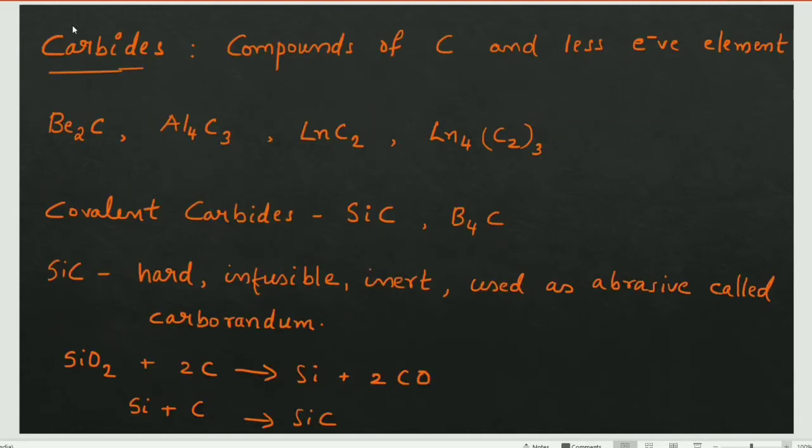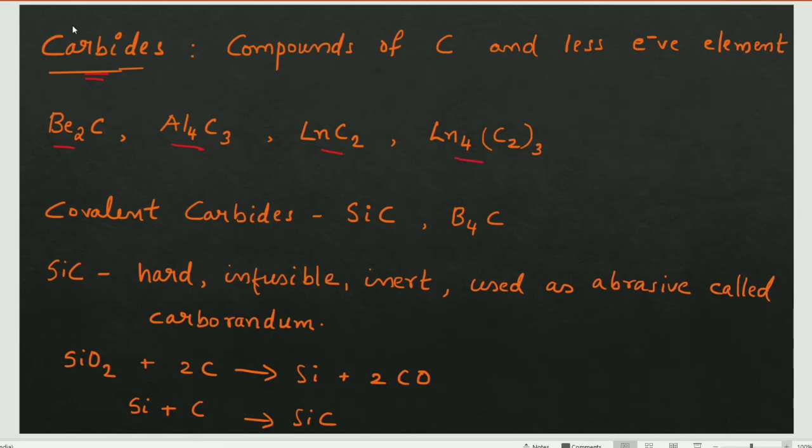Next set of compounds is carbides. So carbides are important. Compounds of carbon and a less electronegative element are called carbides. So a compound having carbon and an element less electronegative than carbon. For example beryllium carbide, aluminium carbide, Al4C3, Be2C, LnC2. Ln means lanthanide. Then Ln4C3.